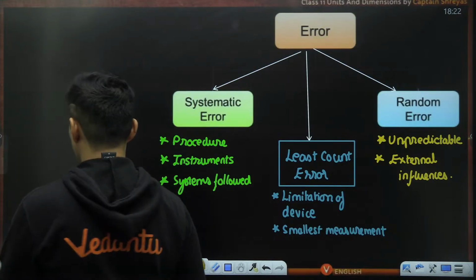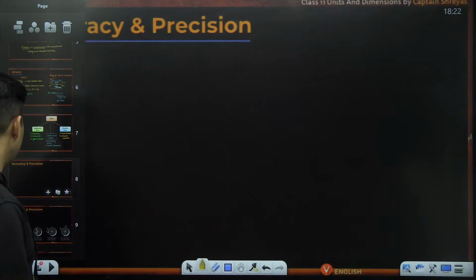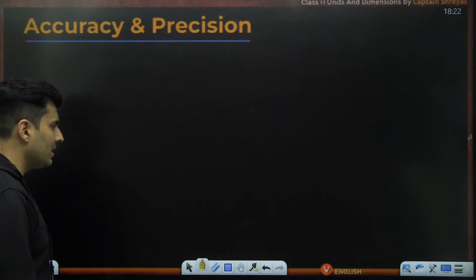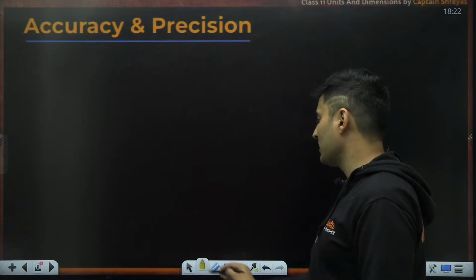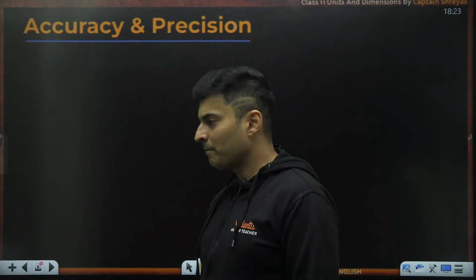Okay, the different kinds of errors that we have. All right, so this is more theoretical. So now let's go to another interesting concept called accuracy and precision. This is very, very important for you to understand what is the meaning of accurate and what is the meaning of being precise.